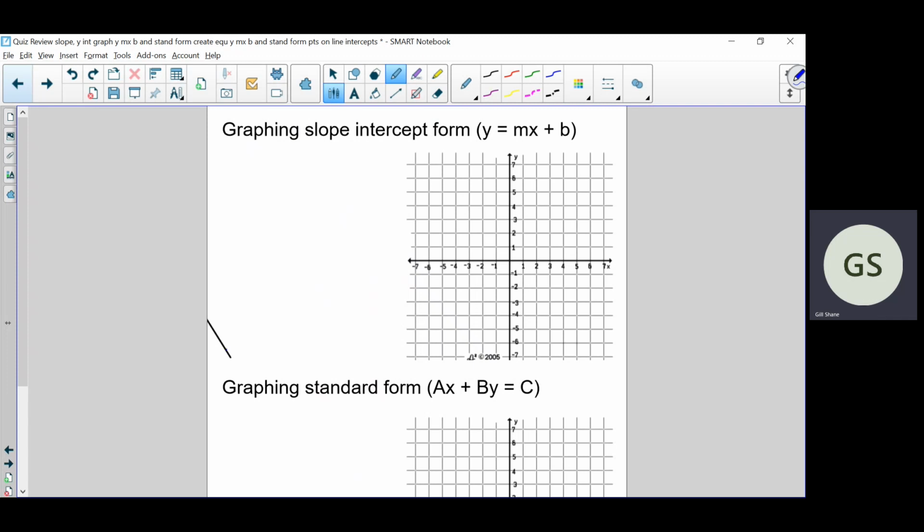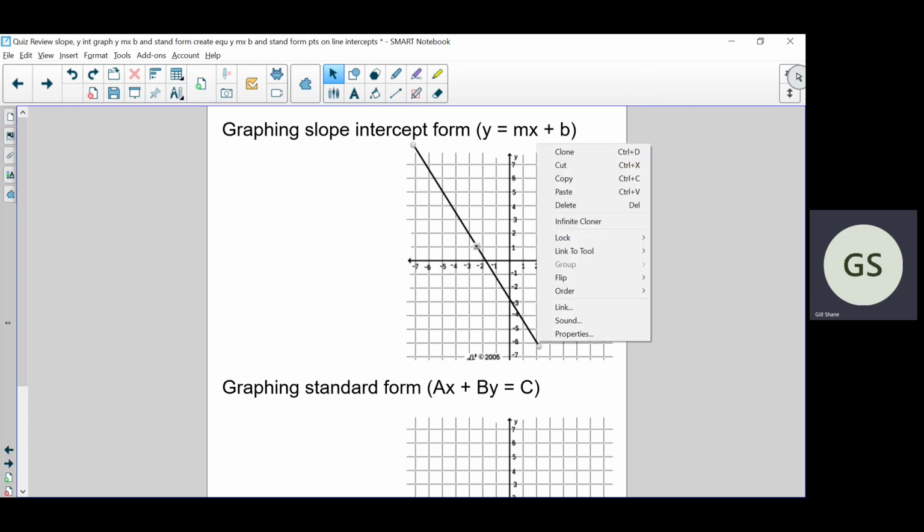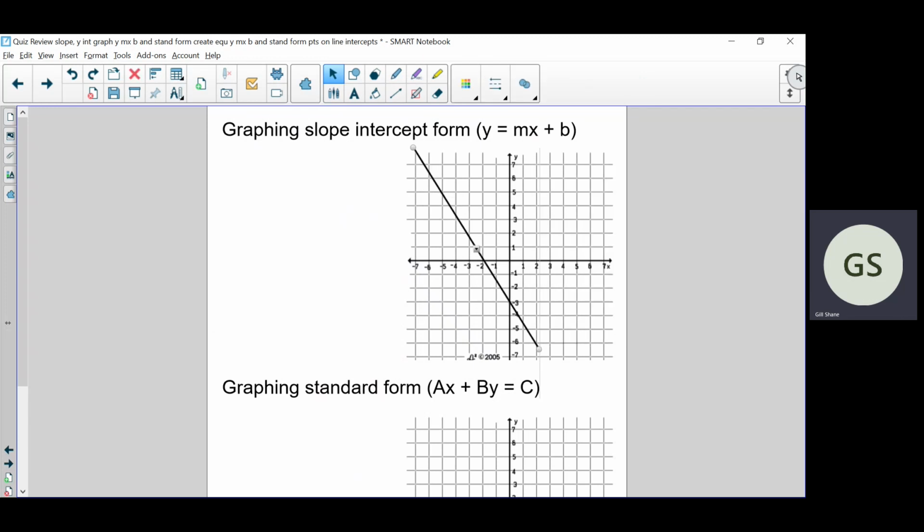All right, so if we have a line on a graph, like right about there. All right, so this is a line on a graph. It's not going to be a perfect line because I didn't put it in the right spot, I don't think. Here are the steps to creating the equation when you have a line on a graph.